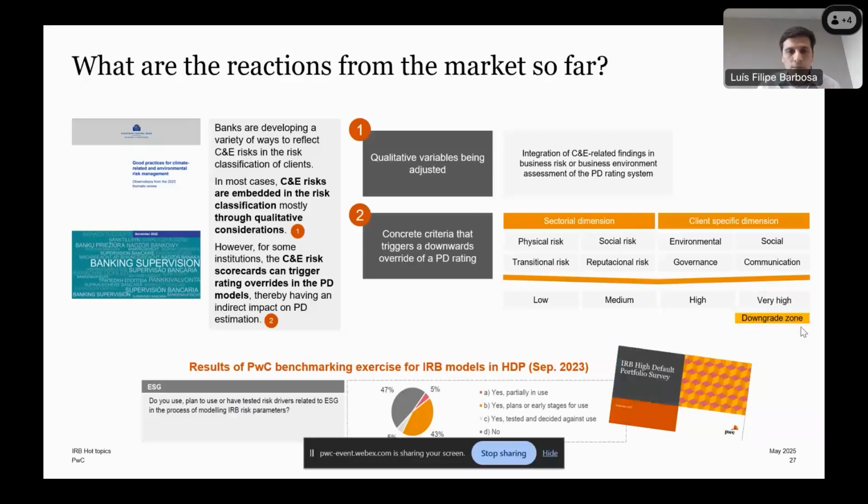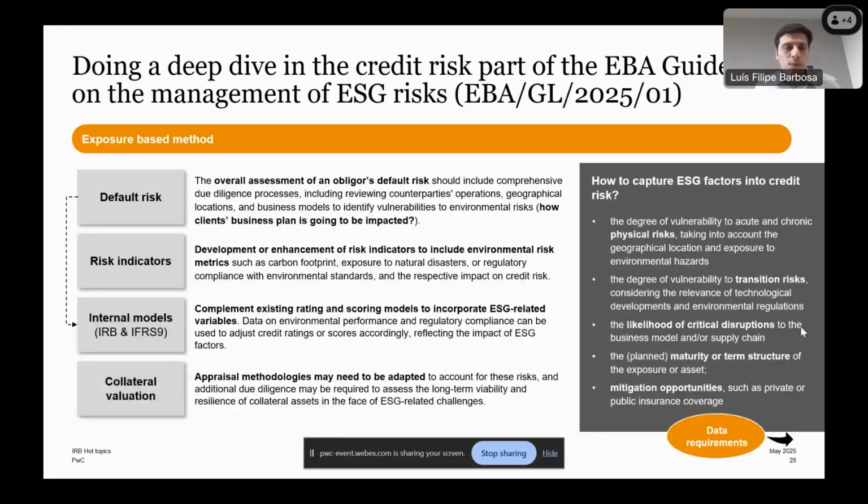future. Okay, moving now to a very important development that occurred at the beginning of this year. Indeed, it's fully aligned with what was somehow the public consultation version that we saw mostly 1 year ago. But basically, EBA published their final guidelines on the management of ESG risks, as we were expecting, in particular on exposure-based method.